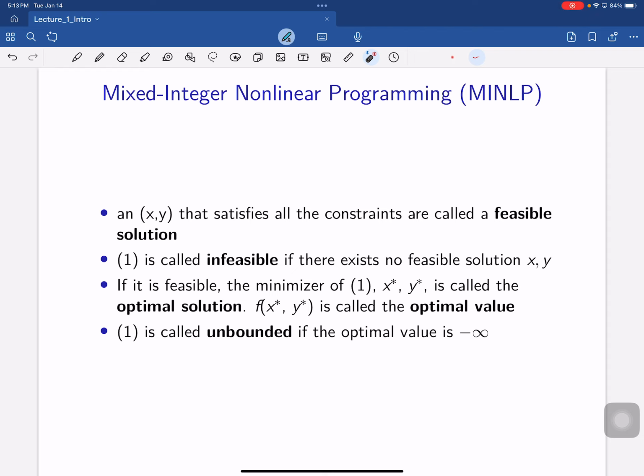And the other jargon is called unbounded, if the optimal value is minus infinity. Can someone give me a very trivial unbounded optimization model with, let's say, one variable? Yes. Yeah, so you could minimize x, right? x is unconstrained. That is an unbounded optimization model. And there are other cases. Actually, in many practical problems, the problem could be unbounded.